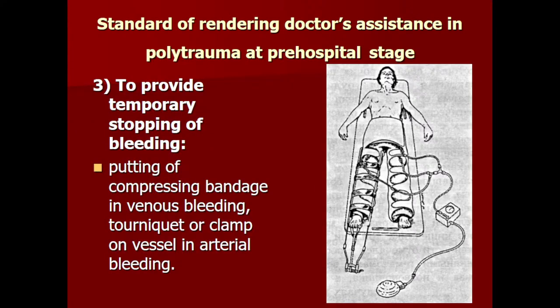To provide temporary stopping of bleeding. Putting a compressed bandage in venous bleeding, a tourniquet or clamps on vessels in arterial bleeding. You look, it's the anti-shock costume Kashtan. It's a Russian costume. There are different ones in different countries: Germany, France, United States, Japan and Israel. Different anti-shock costumes. It's very effective.